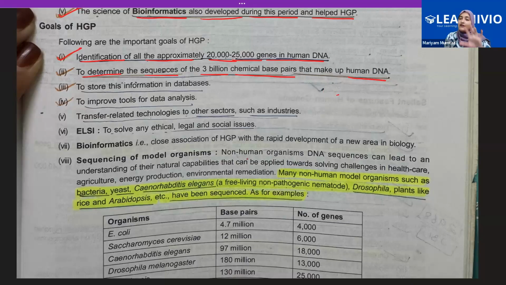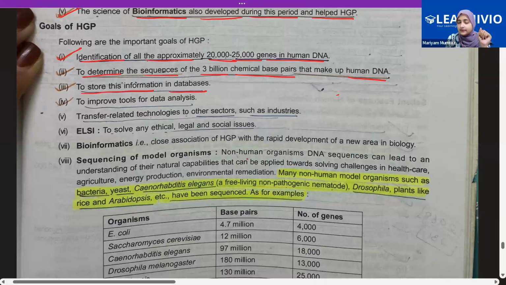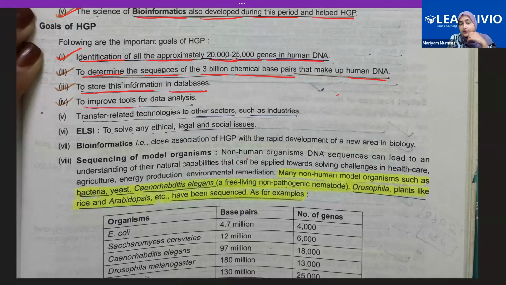Then after getting all of the data that they are supposed to, they wanted to store this information in a database. Okay, they wanted to store it so that whoever wants to study it, whoever wants to do some sort of research, will have this data available. Then they wanted to improve the tools for data analysis. If there's any person who wants to study about it, you want to see how many genes are there, how many structures can be formed, what we are made up of, how many base pairs are there. So for data analysis, the tools are available and they wanted to improve that.